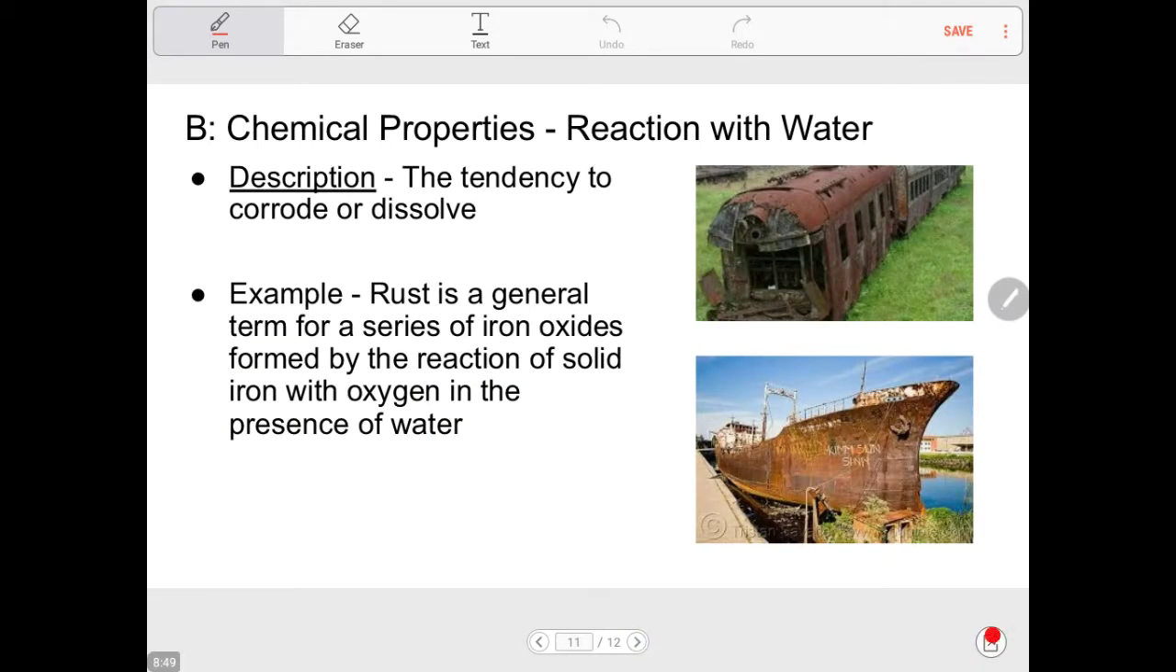You also have a reaction with water. That's a chemical property, rusting. If you look here at these metals, they certainly are not what they used to be. Rust is a general term for a series of iron oxides formed by the reaction of solid iron. This is solid iron, but something has happened. It has reacted with the water, and it's no longer regular iron as we know it. That's a chemical property. The original iron has changed.